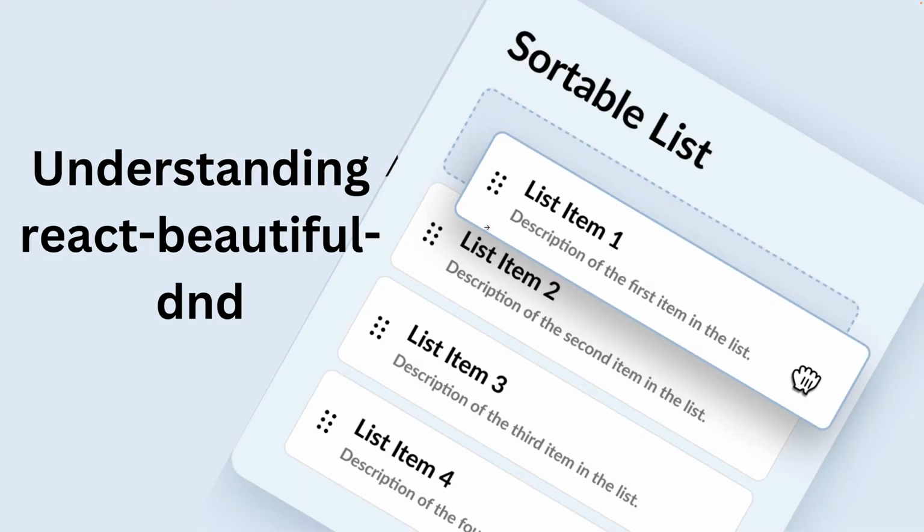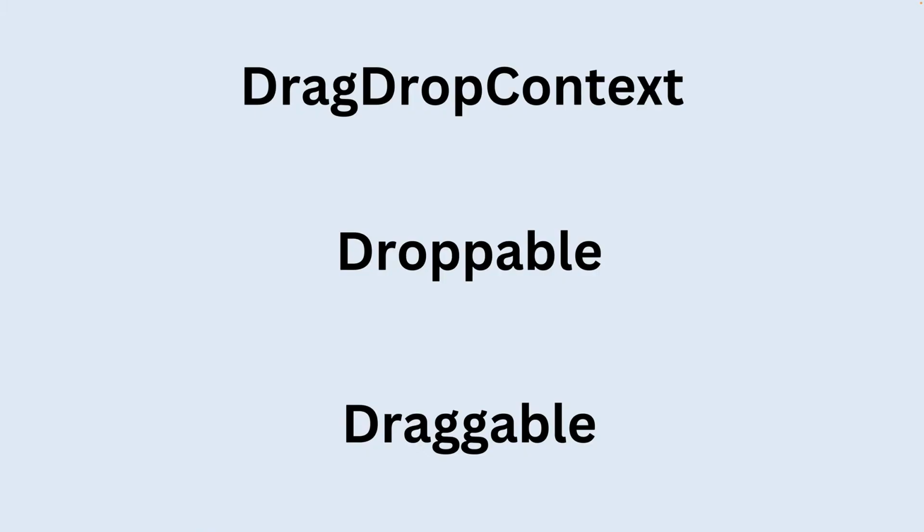So there are three main components that come with react-beautiful-dnd that we really need to understand. And that is the DragDropContext, the Droppable component, as well as the Draggable component. So for now, let's just completely omit the DragDropContext and let's just look at these two components right over here and let's try to understand exactly what they do.